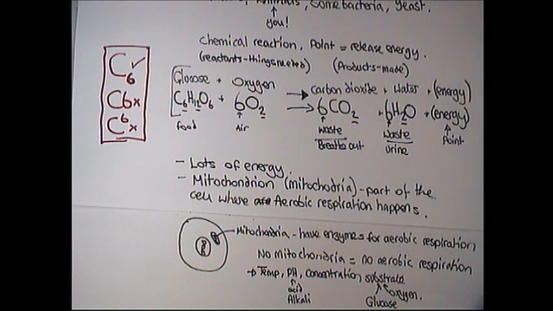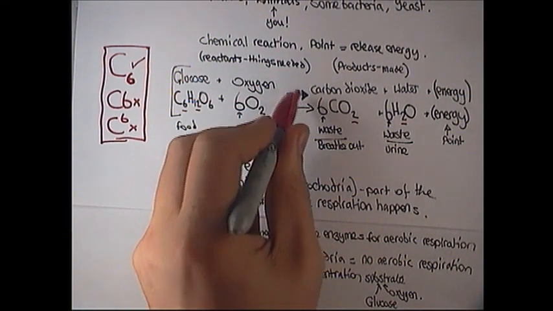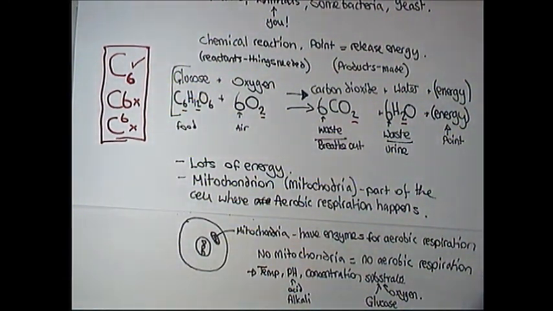The part of the cell where this chemical reaction happens is called the mitochondrion, plural mitochondria. And the reason it happens in the mitochondria is that is where the enzymes needed for this reaction to happen, the enzymes that are going to break down the glucose and combine it with the oxygen, are found. So if you've got no mitochondria, you've got no enzymes, so you've got no aerobic respiration. Because this process is controlled by enzymes, it is affected by things that will affect the enzymes. So if you've got the wrong temperature, the enzymes will not work at their optimum level. If you've got the wrong pH, and it's also affected by the concentrations of substrate. So that's a place where they can link these topics together.